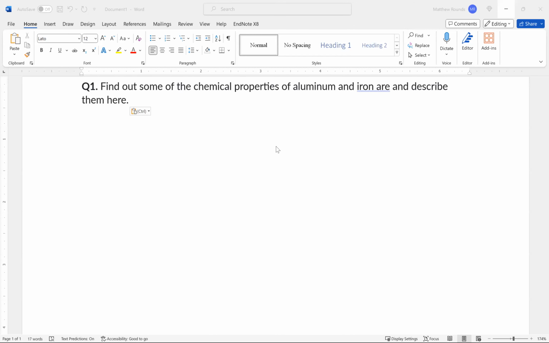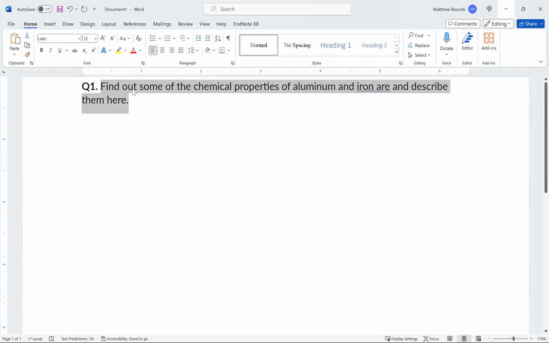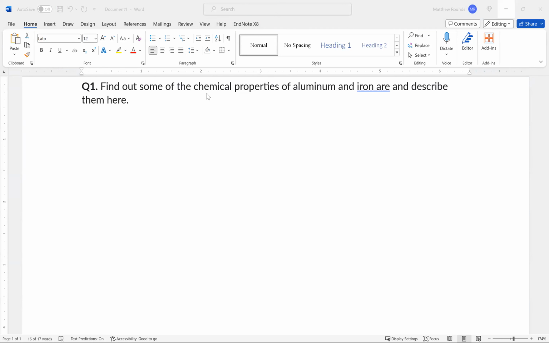Question number one says, find out some of the chemical properties of aluminum and iron and describe them here. This is a straight lookup. Why don't you go to the internet, look up some properties, and write something out here. Or go to your lesson, although I don't think your lesson had anything on them. Chemical properties, just to be clear, change the identity of matter. So things that burn or change color are typically chemical properties. Go ahead and search for that. I'm sure it'll give you a list pretty quickly.